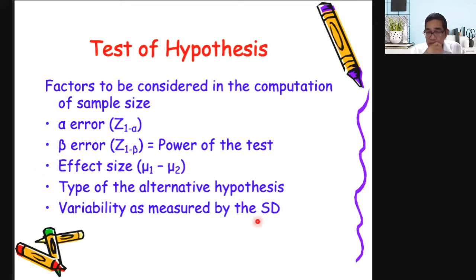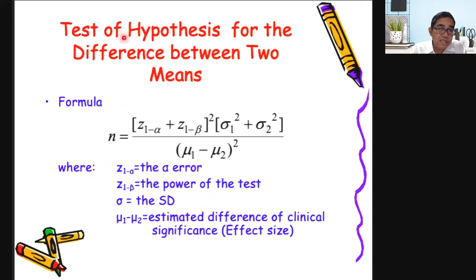And then the type of alternative hypothesis, whether it's a one-tailed or a two-tailed alternative hypothesis, and then the variability as measured by the standard deviation. So this is the formula for the test of hypothesis for the difference between two means. And again, this one is the alpha error, the beta error or the power of the test. This is your standard deviation. When you square the standard deviation, that should be the variance for the first group, and then the variance for the second group, and then the mean difference.